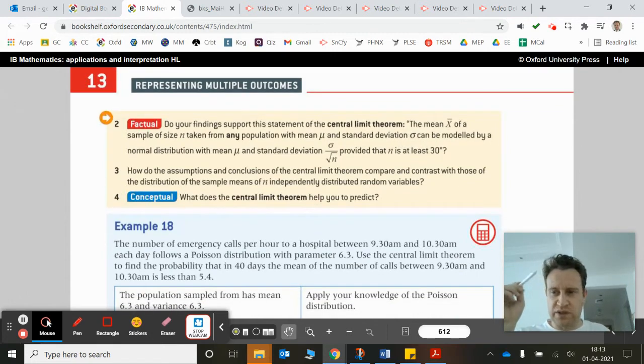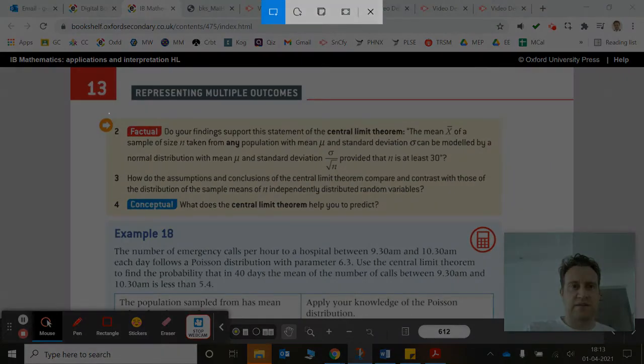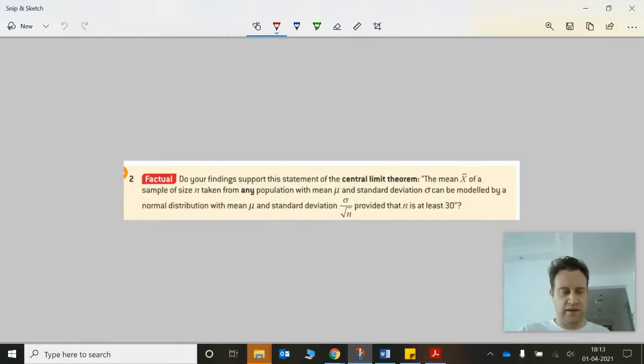The reason why it's important to know this well is because it turns up later on in chapter 14 as well, or unit 14, okay? So let's just take this to start off with. Let's take this bit here. So this is where the central limit theorem is stated. And let's just go through it.